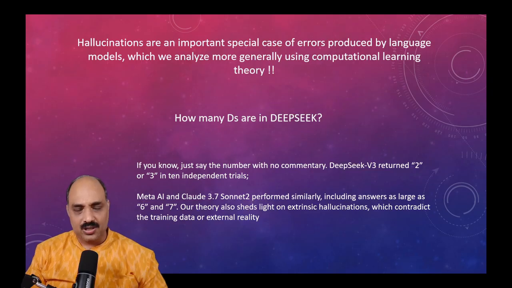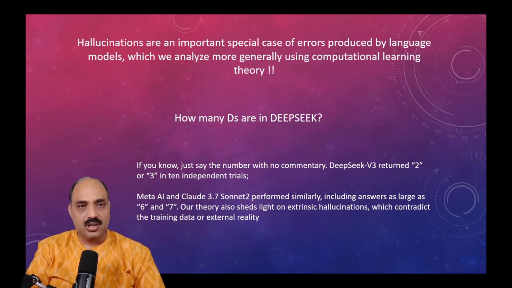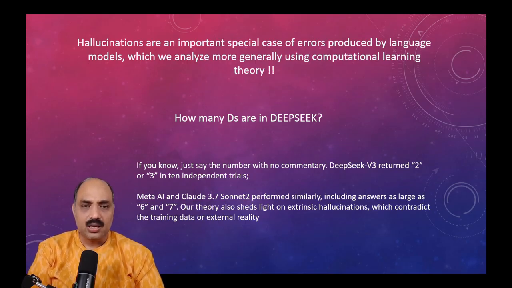So, what are hallucinations by definition? Hallucinations are an important special case of errors produced by language models, which we analyze more generally using computational learning theory. For example, how many D's are there in DeepSeek? In the paper, the experimenter asked how many D's are there in the word DeepSeek.